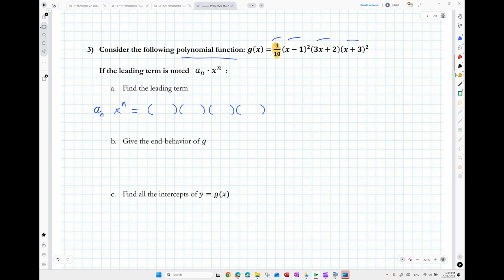So here, for this factor, I just have 1 over 10. For this one, I've got x exponent 2. So it's x exponent 1 exponent 2. Here, I would have the leading term 3x exponent 1 exponent 1. So I have 3x to the first. And finally, I would have x exponent 1 exponent 2.